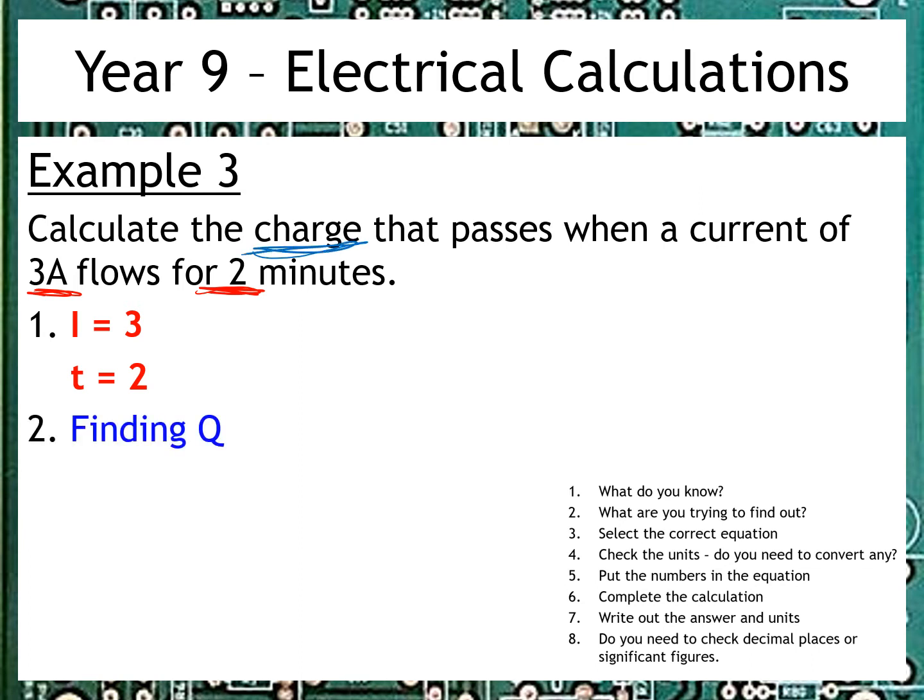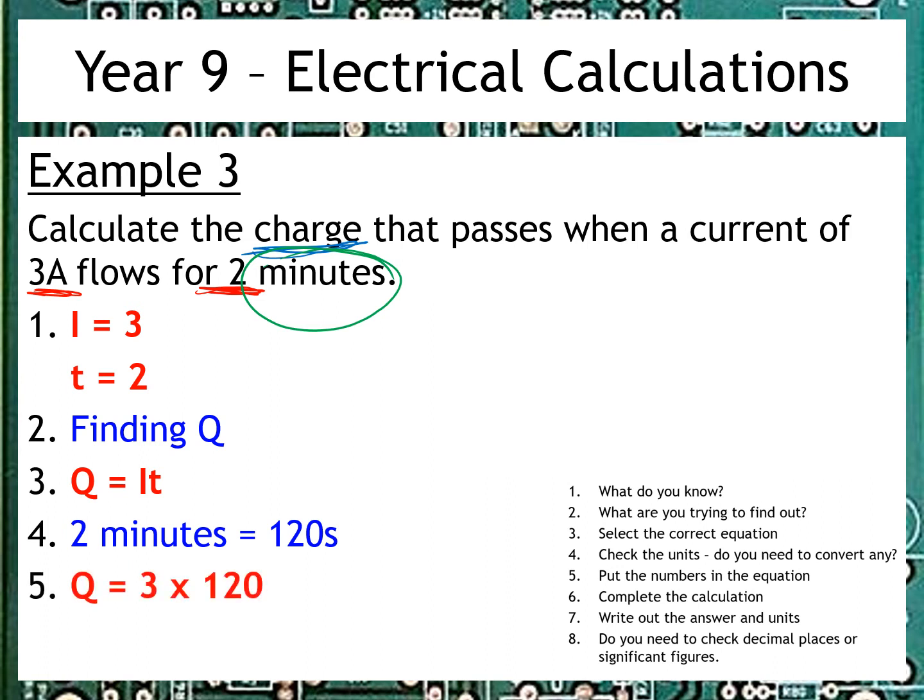We need to select the correct equation with Q, I and T in it. That gives us the equation Q equals I times T. Check the units. Do we need to convert any? Well, this time is in minutes and that's not standard. We need it to be in seconds. So we are going to have to convert that by multiplying 2 by 60 to get 120 seconds.